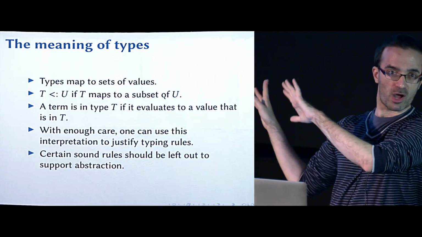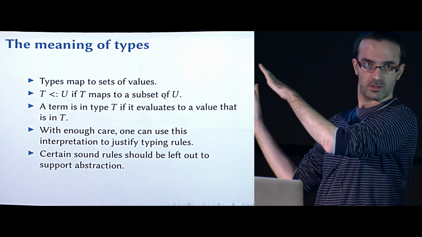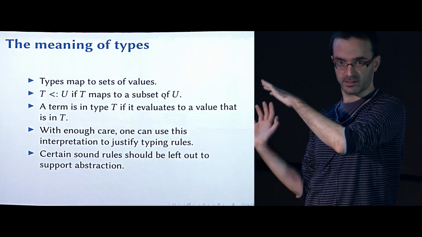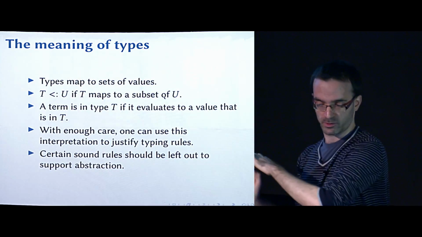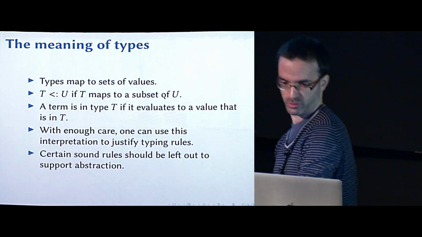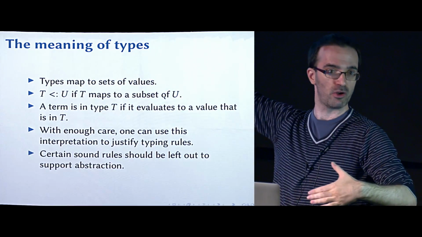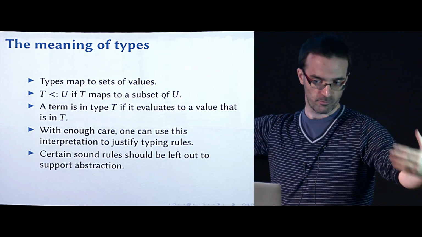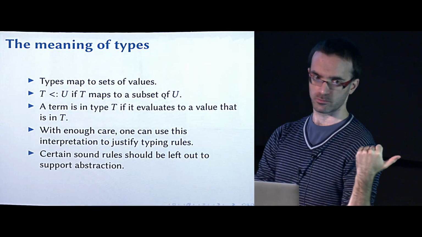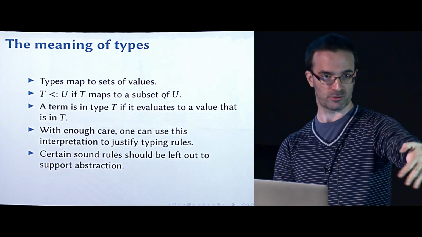I'm not going to show how, but one can use these ideas to actually build a semantics and a proof of soundness for a variant of the DOT calculus. But I'm not going to show that here. Another thing which is important is that even if we use this model, we're going to leave out some uses which would be valid to enforce abstraction, as in the example we showed earlier, where we showed that abstract types are not equal to their implementation.